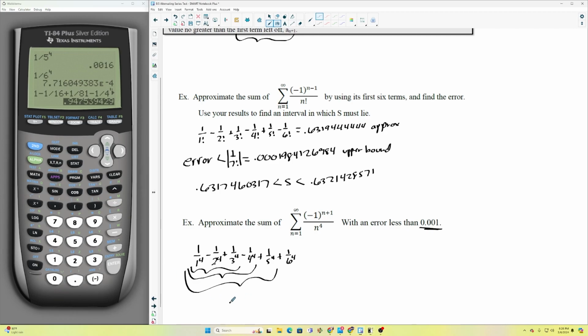So the sum of 94753, 9429 has an error that is less than 0.001. Because this is the maximum error you could possibly have. This is the upper bound, we call it.